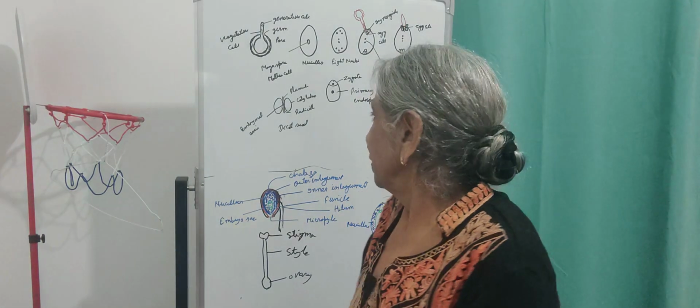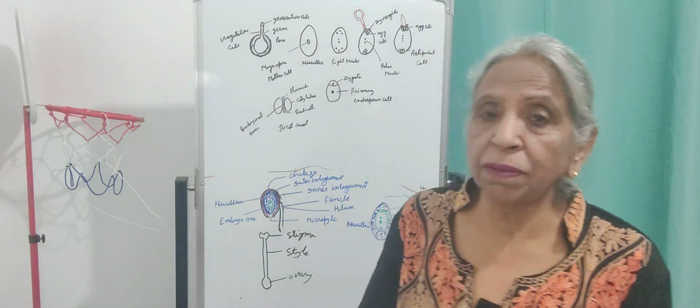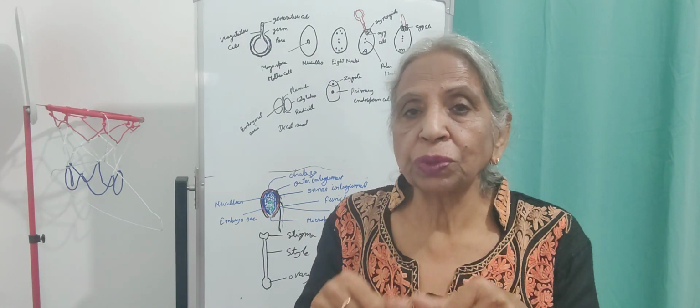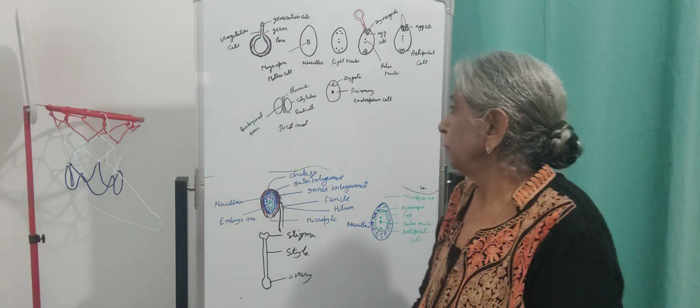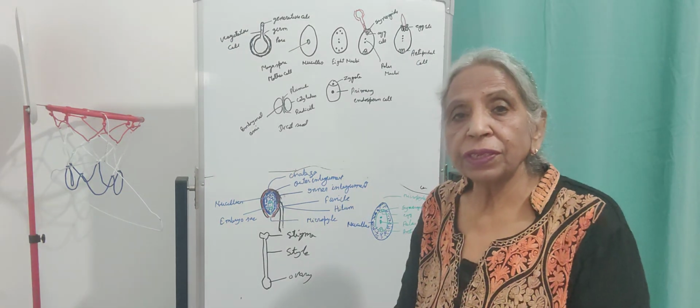cellular endosperm. In some seeds, the nucellus also is retained. Some part of the nucellus is retained. They form the perisperm. Outside the seed coat is the perisperm, and the seeds are called perispermic seeds. So this is all about fertilization.